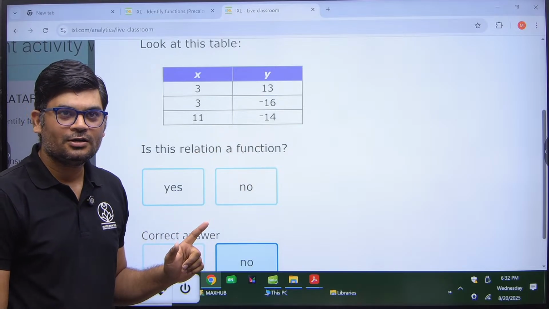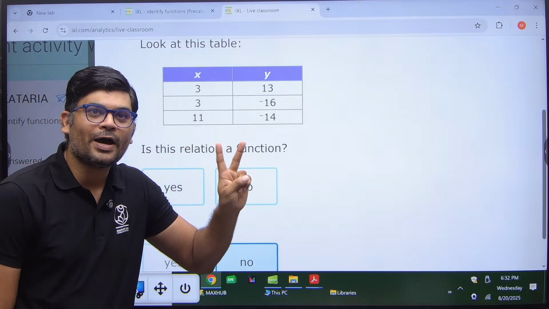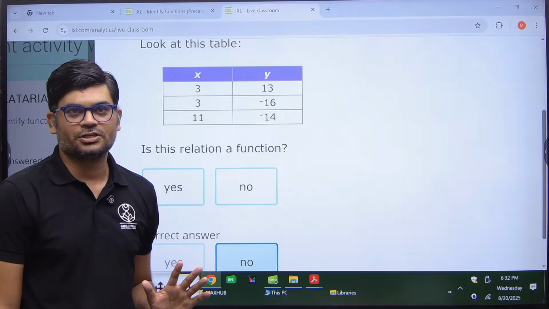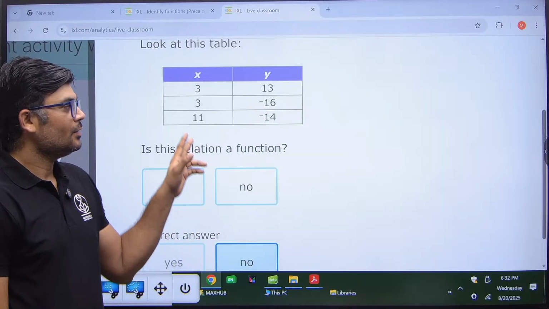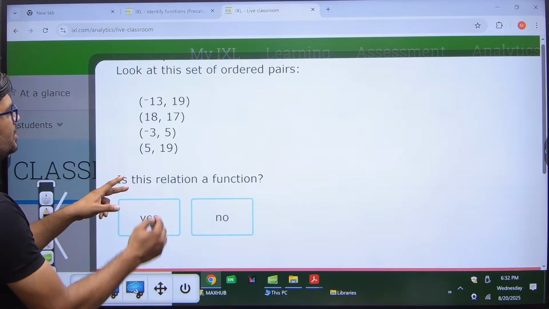Are you getting it? Yes, sir. If for a single value of X, you will have two different Y, it is not a function, or else it is a function. Simple. See your second question. Yes, sir. See the second question.